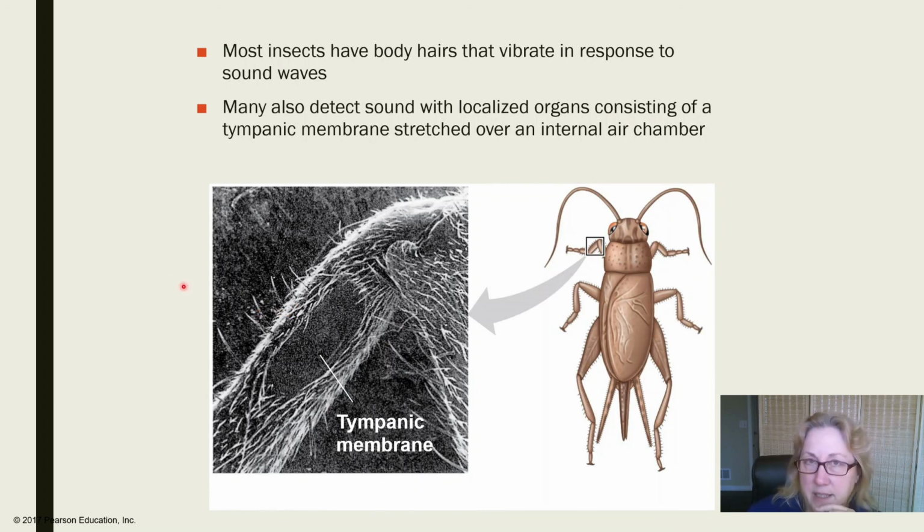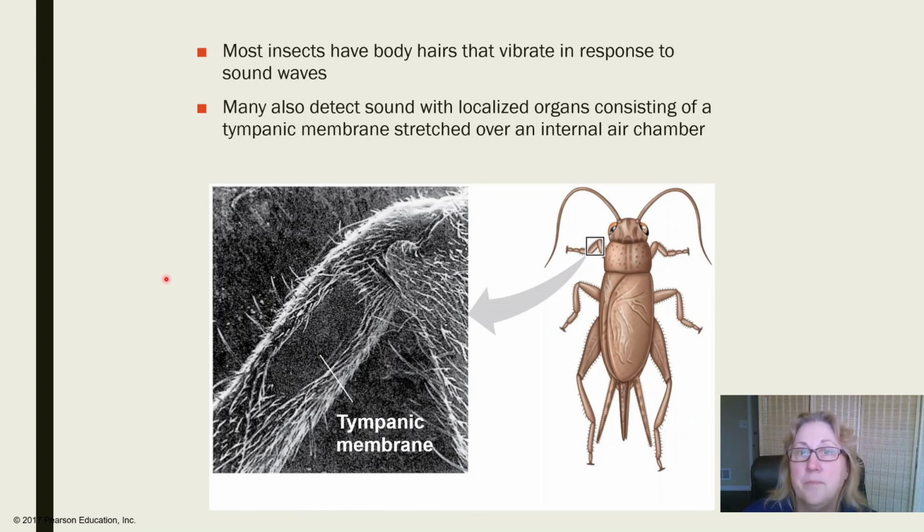Not all insects could hear very well. Most of them just use the hairs on their body to detect sound. So that's not a great system. So that means that most insects can't hear very well. They can hear, but not very well, unless they're using it for communication. So many insects communicate with one another with sound.